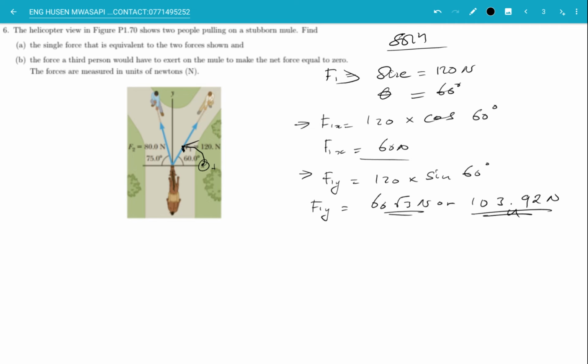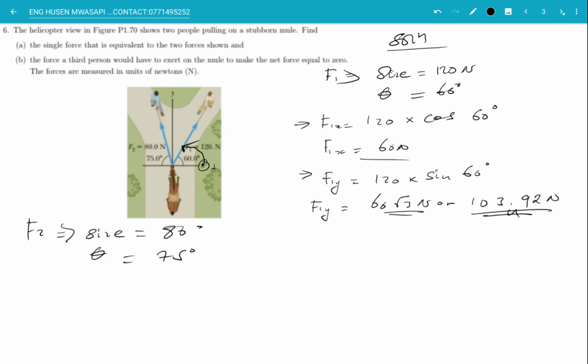Let's now find the components of the other force that we have in the question. So let's get the second force. We have force 2. What size does it have? Let's go for the size and the direction. Size is 70. Oh, sorry about that. The size is not really 70, it's 80 newtons. And what is the direction? The direction is simply 75 degrees.